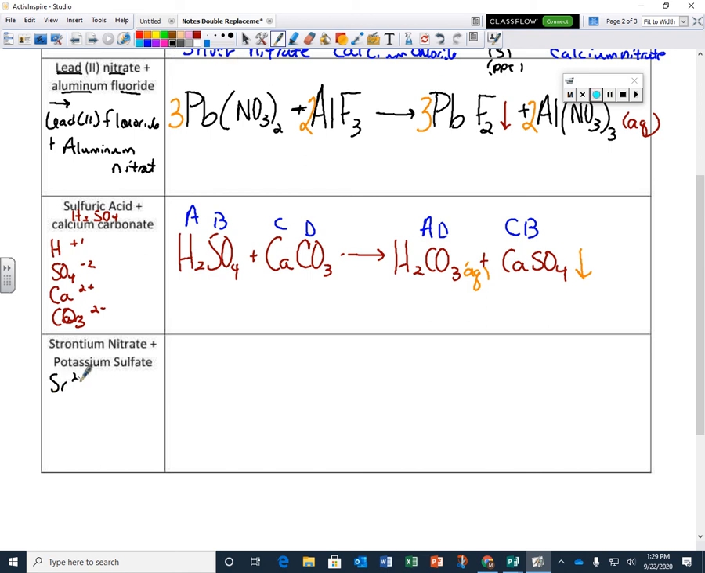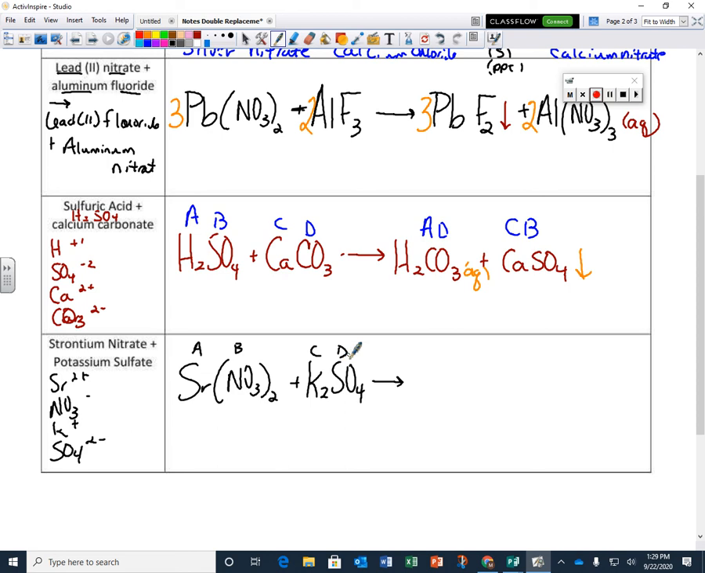Okay, let's look at our ions here. We have strontium and nitrate, potassium and sulfate. They're going to switch partners, so strontium starts out with the nitrate. Swap and drop those charges. Potassium sulfate. AB plus CD yields AD plus CB. Strontium bonds to sulfate, swap and drop the charges. Potassium bonds to nitrate.